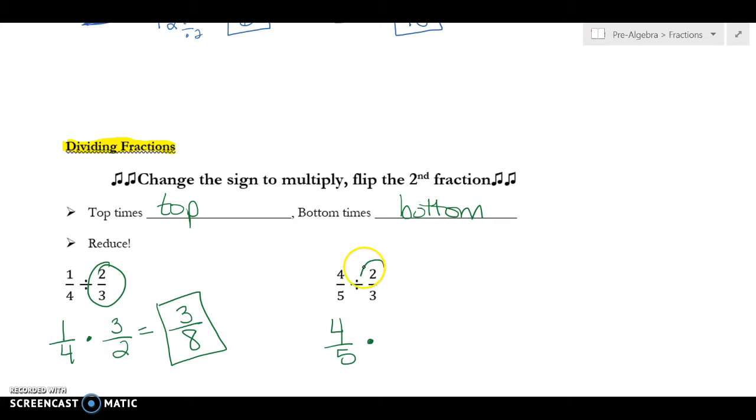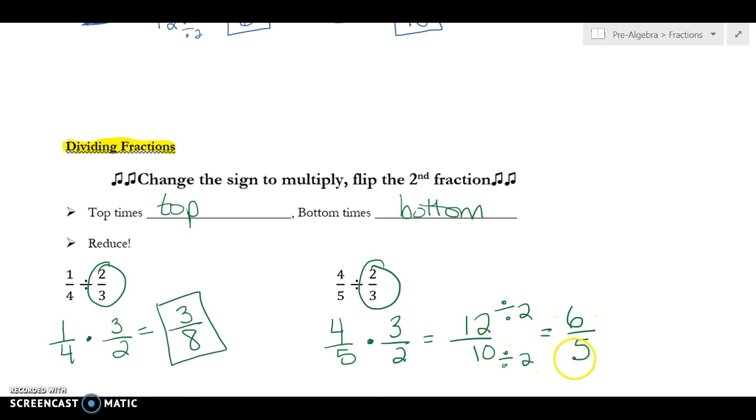Change the sign to multiply, flip the second fraction. 4 times 3 is 12. 5 times 2 is 10. Now, those are both even, so I know 2 goes into them. 12 divided by 2 is 6, and 10 divided by 2 is 5. Now I have an improper fraction, so I need to make it a mixed number. 5 goes into 6 one time, with 1 remaining, and that is your answer.